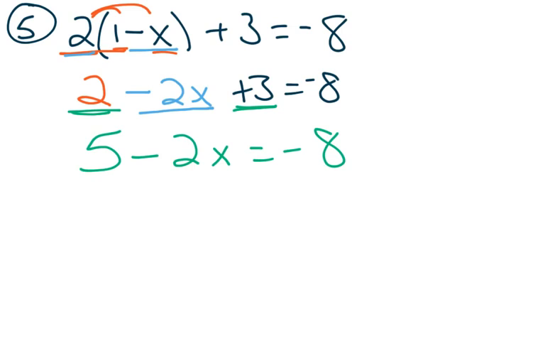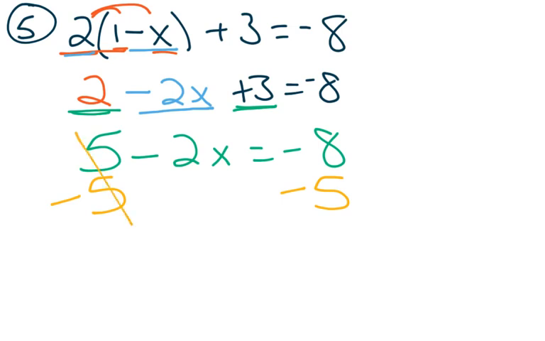We want to get the x by itself. So let's get rid of this 5. It's a positive 5, so if I add 5, that gives me 10. I don't want 10, I want 0. So I don't want to add 5. What I want to do is subtract 5. And if I'm going to subtract 5 on one side, I better be subtracting 5 on the other.